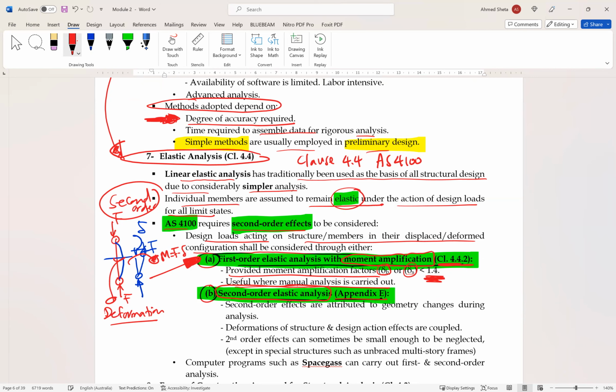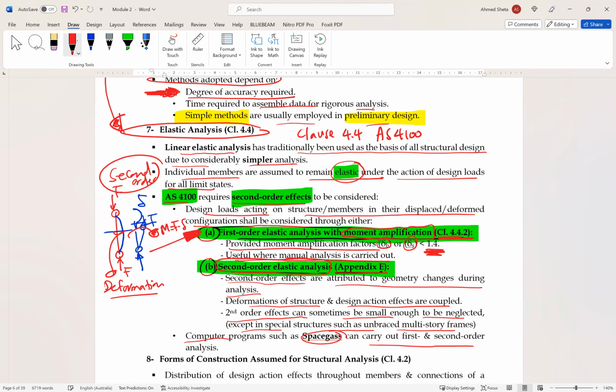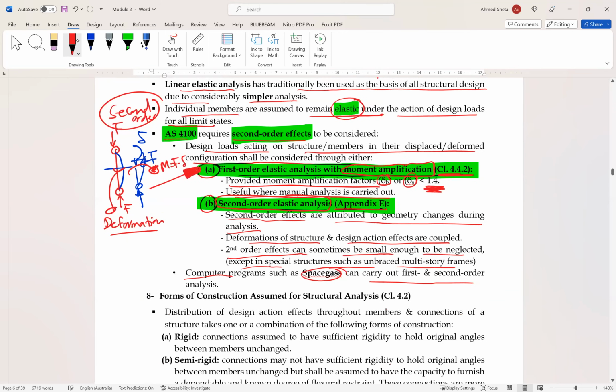The second method, second order elastic analysis, is attributed to geometry changes during analysis. Deformation of the structure and design actions affected are coupled. Second order effects can sometimes be small enough to be neglected, except in special structures such as unbraced multi-story frames. Computer programs such as Base Gas or Strand7 can carry out first order and second order analysis. So if you want to do a second order analysis, you can also do it by software.